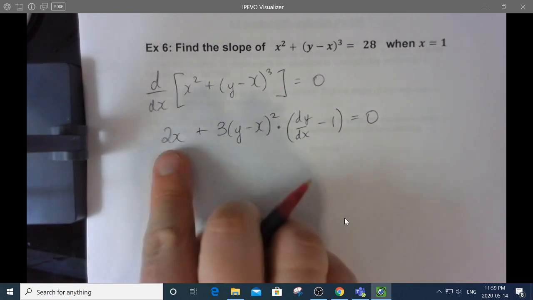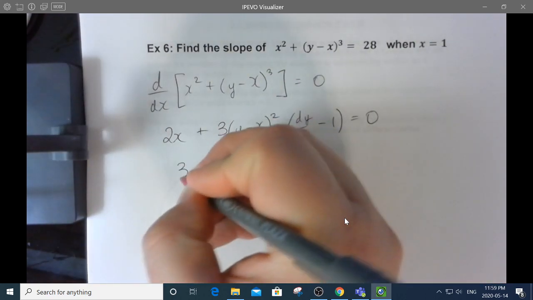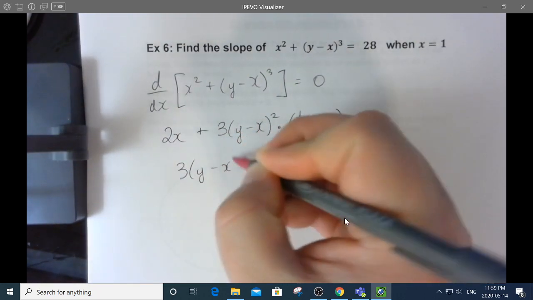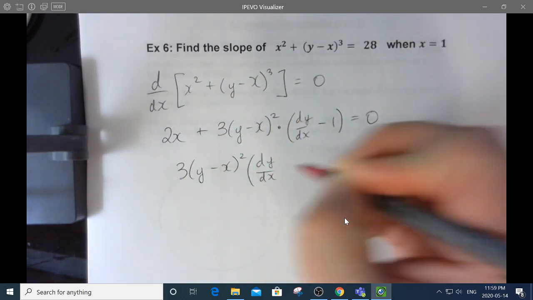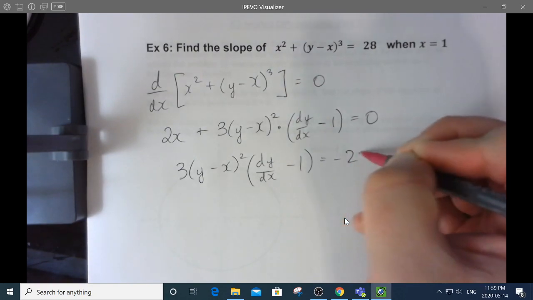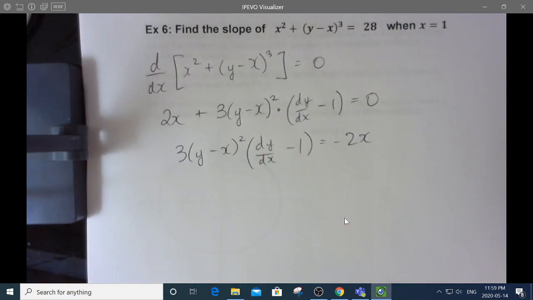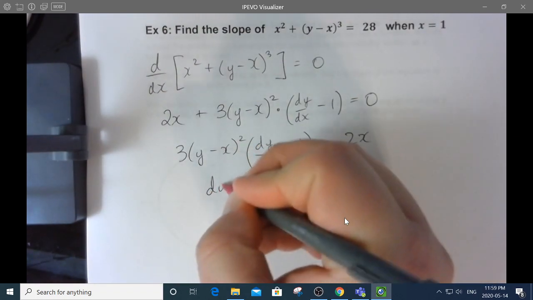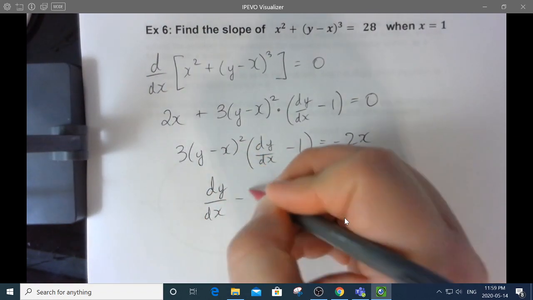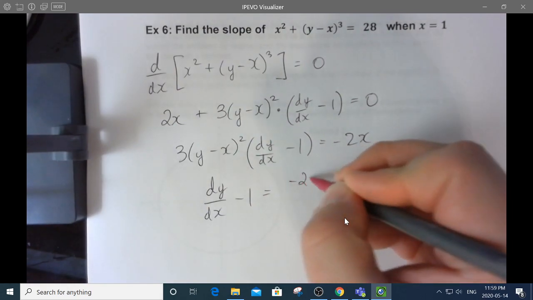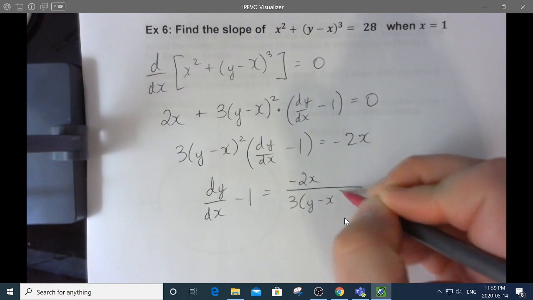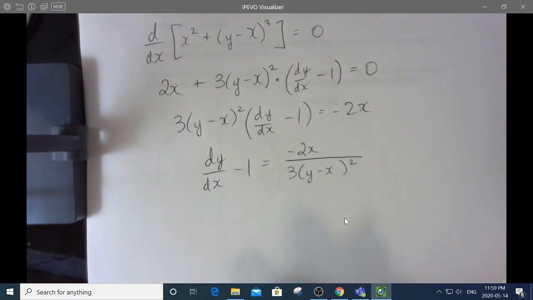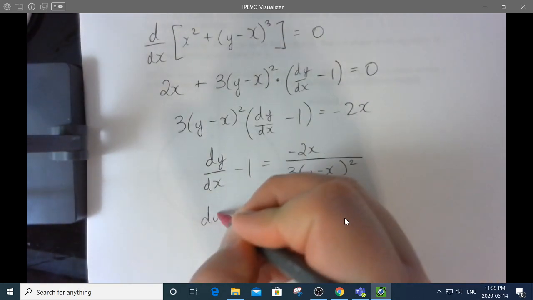So let's move the 2x to the other side. Okay, and let's divide both sides of the equation by that. So that's going to be negative 2x all over 3 times y minus x squared. And then to isolate this, all I got to do is add 1 to both sides.